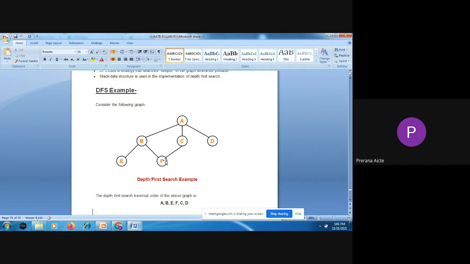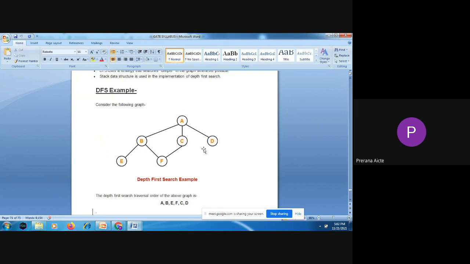And again at F there is no other new adjacent node, we will move to B. And at B, is there any other adjacent node we have not yet visited? No. So again we will move back to A. And at A, any other adjacent node? Yes, there is. That is vertex D. So we will visit D.